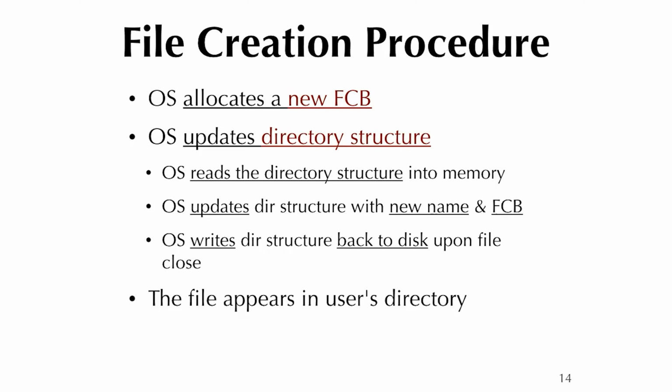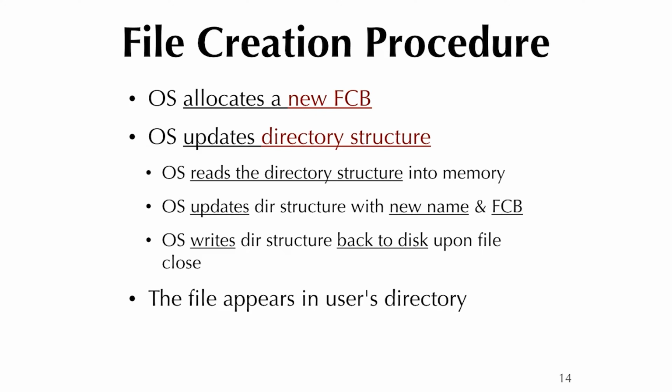Okay, so let's continue with file system implementation. What does it take for the OS to create a file? Well, first, the OS has to allocate a new file control block, FCB, right? And for the file control block, it has to update the directory structure. And to update the directory structure, you need the directory structure in memory if it's not already.